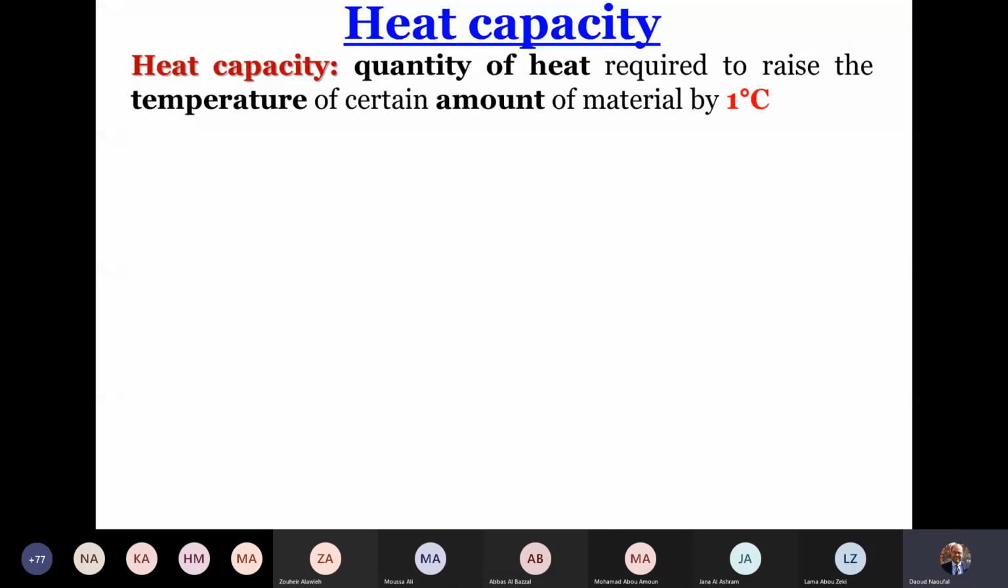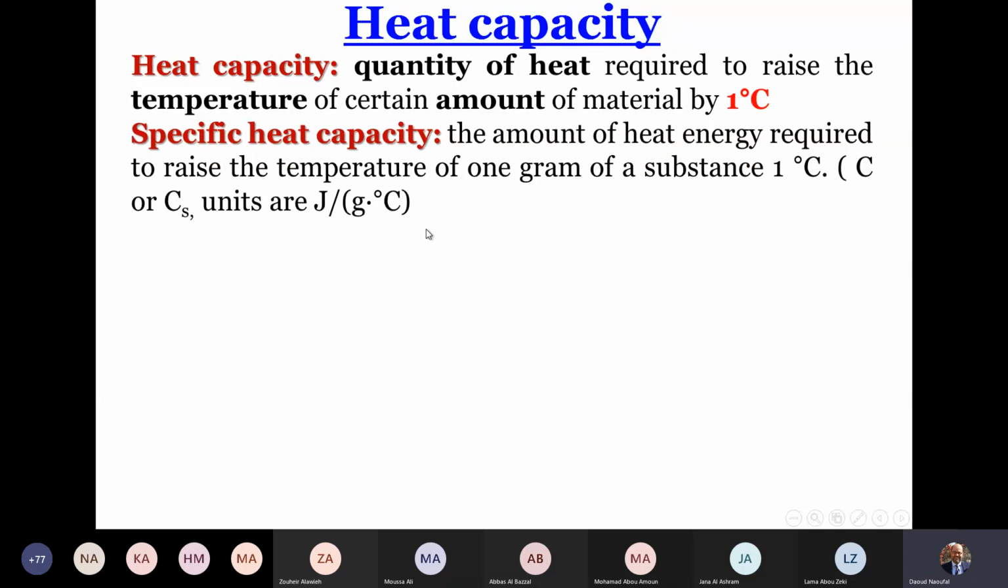If you want to calculate your heat capacity, you get energy from outside and you increase your temperature by 1 degree. What is the energy absorbed in order to increase my temperature by 1 degree? This is my heat capacity. So the heat capacity is the quantity of heat required to raise the temperature of a certain amount of material by 1 degree.